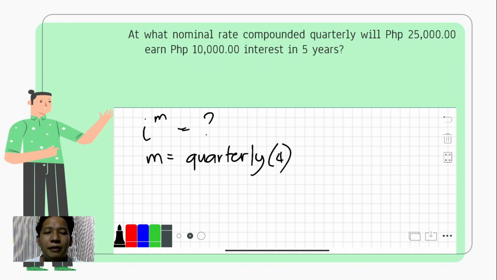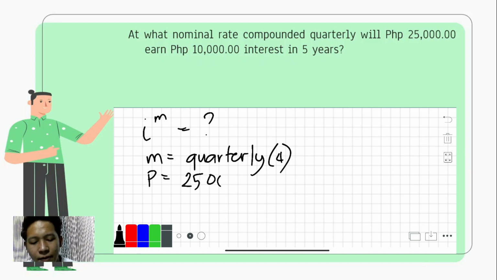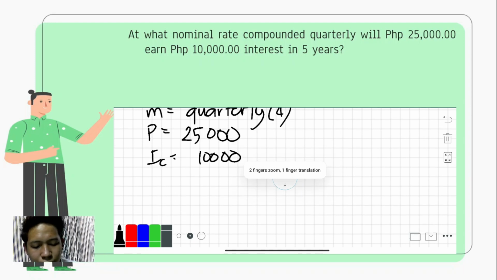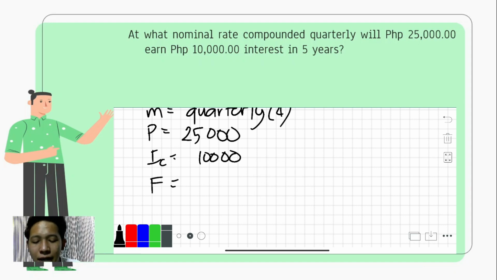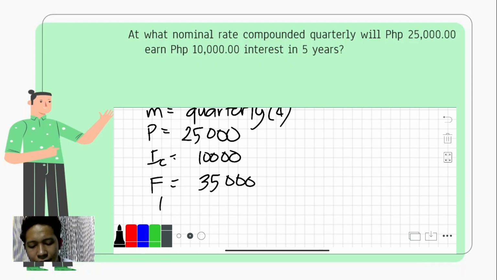And then, sabi dyan, will 25,000 pesos. So, that will be our principal. Okay? So, 25,000 pesos, our principal. Dapat daw ay mag-earn siya ng 10,000 pesos. So, si 10,000 pesos is our compound interest. So, how are we going to find the future value? So, the future value is simply the principal plus the compound interest. So, that is 25,000 plus 10,000. That is simply 35,000 pesos. And then, our time would be what? Our time would be 5 years.